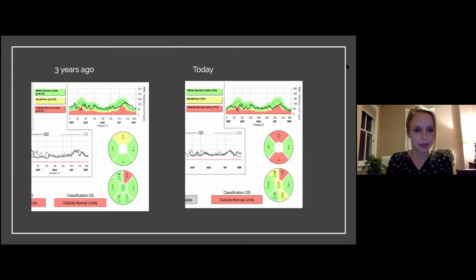Luckily, I was able to pull up the scan from 3 years ago and compare it to today. The numbers are a little hard to see, but you can see just based on the colors that we have some progression with more thinning today. And you can see on the TSNIT curve as well, superior temporal and inferior temporal 3 years ago, we were above that average normative line. And today we're dipping below both superior temporal and inferior temporal.